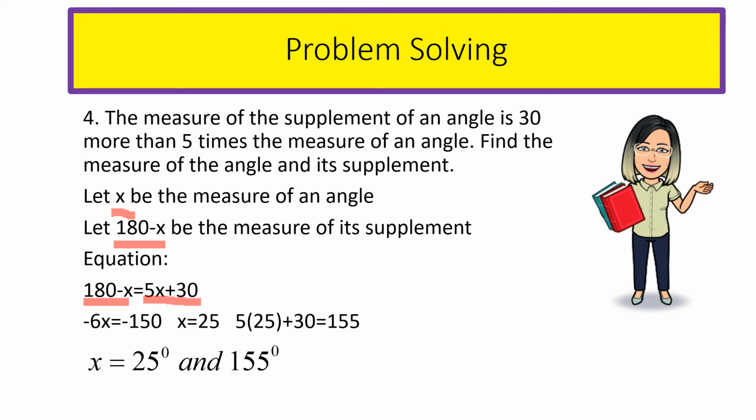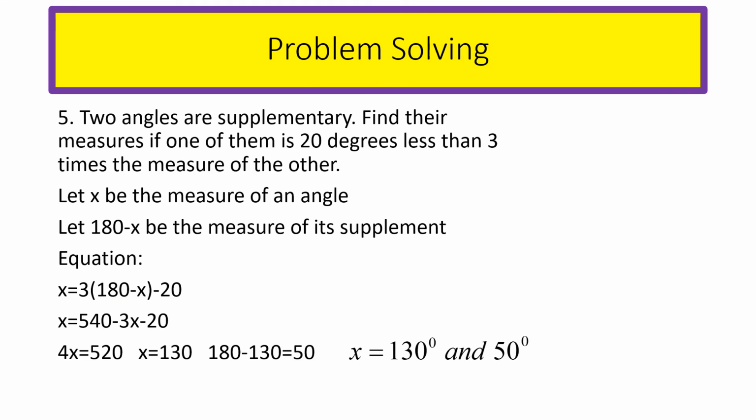Solving for x, negative 6x equals negative 150. Dividing both sides of the equation by negative 6, the value of x is 25. The other angle is 5 times 25 plus 30. And 5 times 25 plus 30 is 155. So we have our answer. Find the measure of the angle and its supplement. We have 25 degrees and 155 degrees.